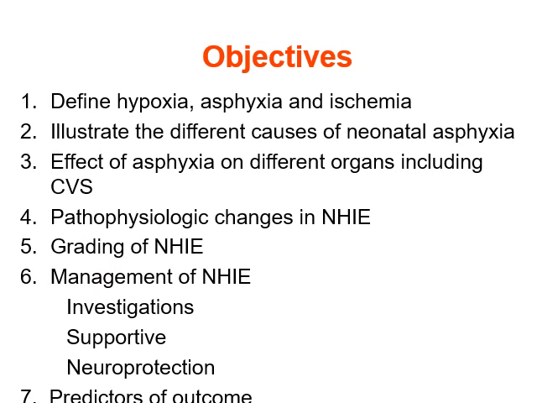I hope at the end of this lecture to have fulfilled all the objectives. We could now define hypoxia, asphyxia, ischemia, illustrate the different causes, and the effect on different organs, including the cardiovascular system. The pathophysiologic changes in neonatal HIE we mentioned quickly. We discussed in more detail the grading of neonatal HIE.